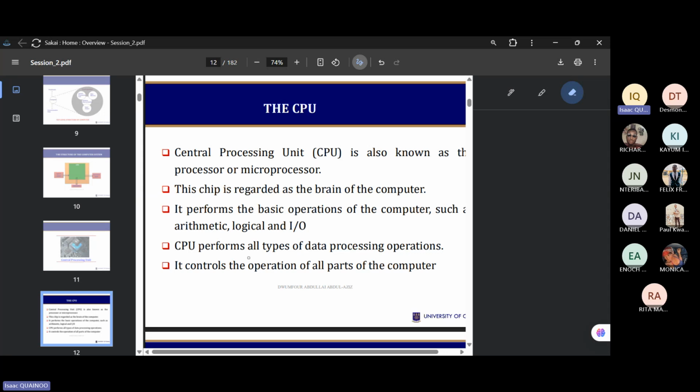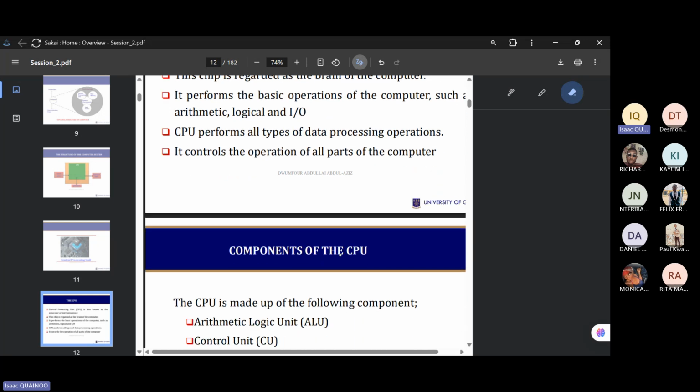So if you feed a bunch of instructions to any computing device, it is the CPU that would ensure that that data is processed. And whichever output that you see, it's coming directly from the CPU. So it also controls the operation of all parts of the computer.